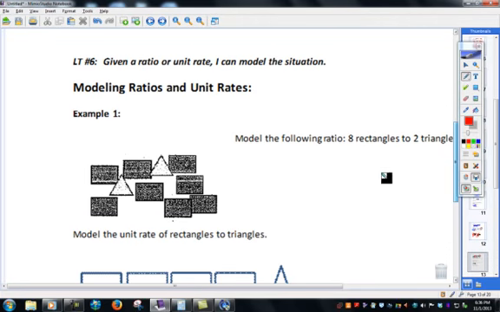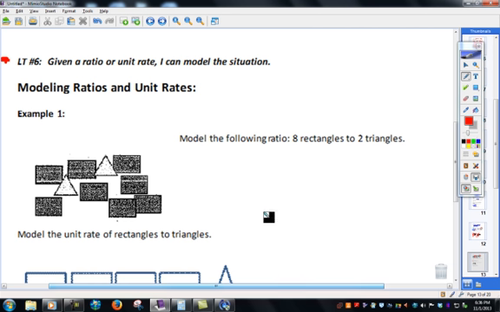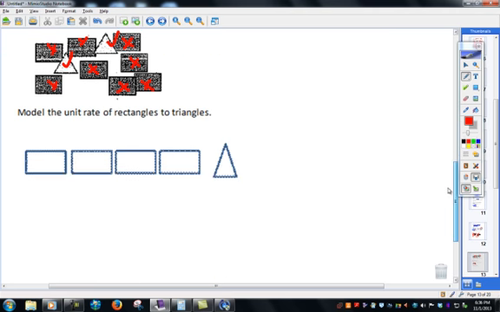Okay, now learning target 6. This is so easy. This will take less than a minute. Given a ratio or unit rate, I can model the situation. So basically, model the following: 8 rectangles to 2 triangles. So look, my bunch of first graders. Just kidding. It's just very, very elementary. I think you guys get the picture here. It's just modeling. Draw your 8 rectangles and your 2 triangles. And there's your 2 triangles. Okay. Very, very basic stuff.